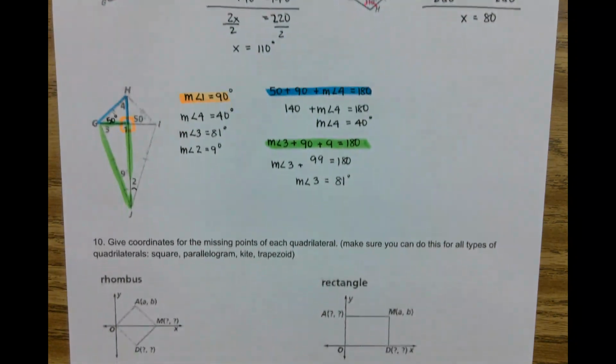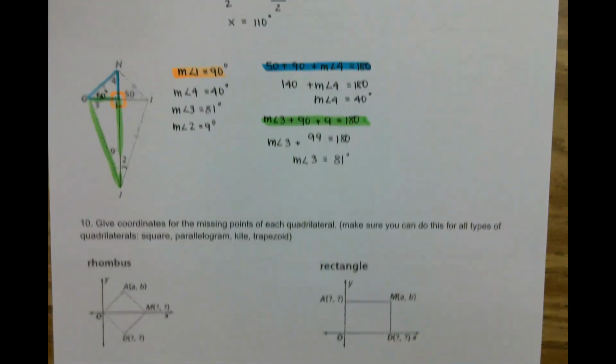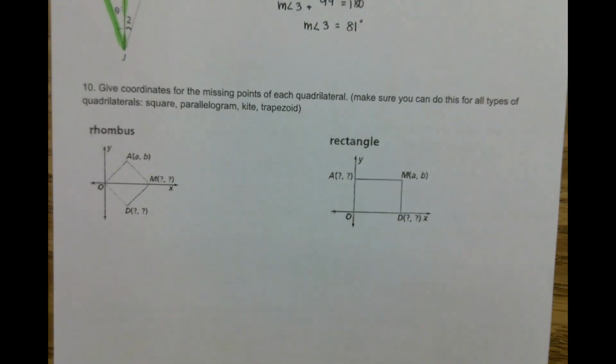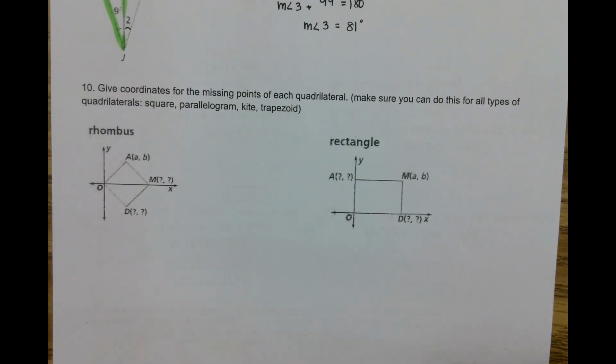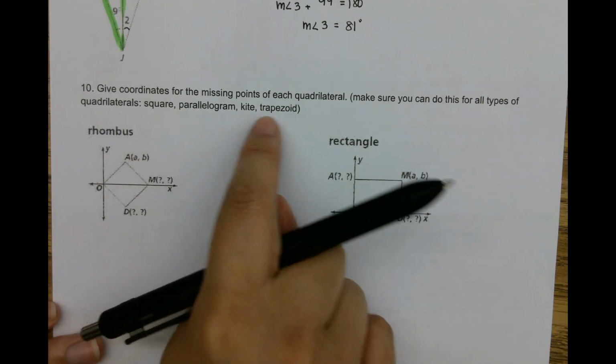Last one here, give coordinates for the missing points of each quadrilateral. Make sure, right, so here I only do an example of a rhombus and a rectangle, but you want to make sure that you can do it for all types of quadrilaterals, whether it's a square, a parallelogram, a kite, or a trapezoid. Okay.